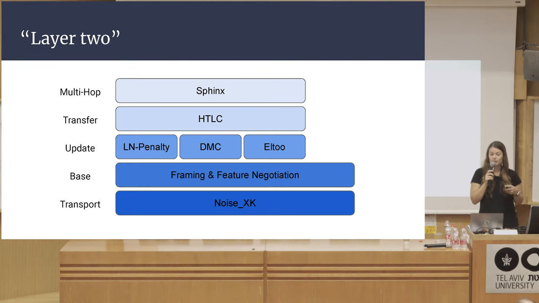So although we have a Layer 2 protocol, it's actually a whole bunch of layers on top of Layer 2. We have transport and base, which allow us to communicate privately and securely. We have the update layer, which can be swapped out at any point if we choose to. The transfer layer, which is the HTLC, which except for a small leak from the Eltoo penalty is pretty isolated. And then the Sphinx routing layer, which allows us to communicate across a network of channels.